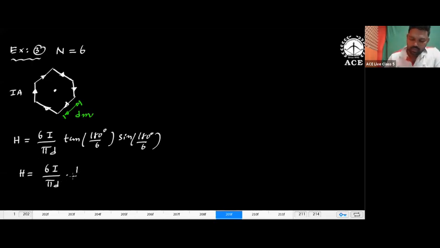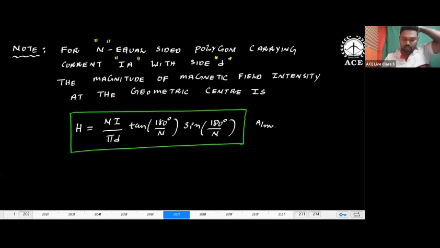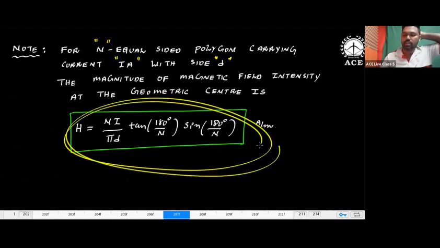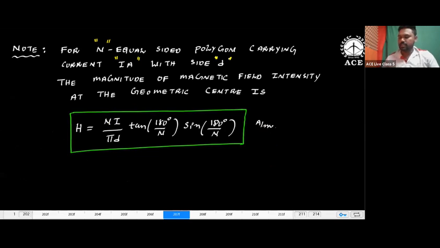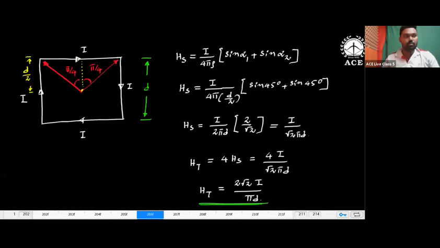Tan 30 is 1 by root 3, sorry. Sin 30 is 1 by 2. Here it is root 3 I by pi d is the answer. So by remembering this formula, you can deal with any hexagon. You can find out the magnetic field at the center. Clear? Yes. So now let us have one more question here.